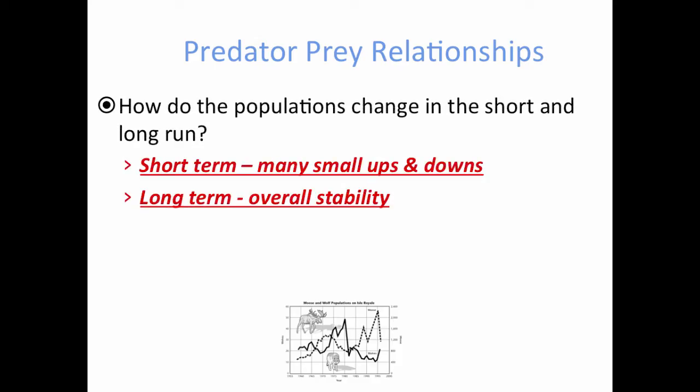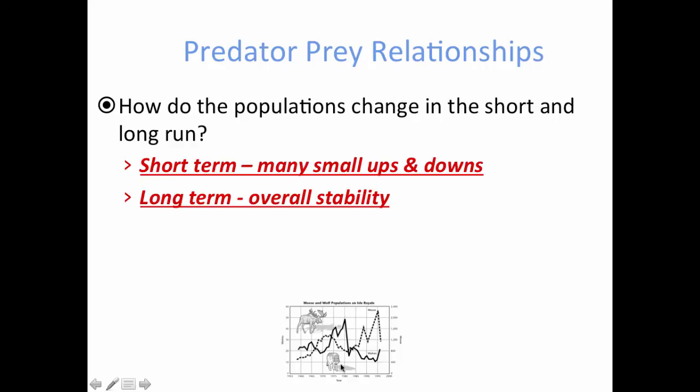So how do populations change in the short or long run? Short-term change is when many small changes go up and down. So you might have the population of the moose rise, fall, rise, fall. That is a short-term relationship, kind of like in the picture that I've shown below.